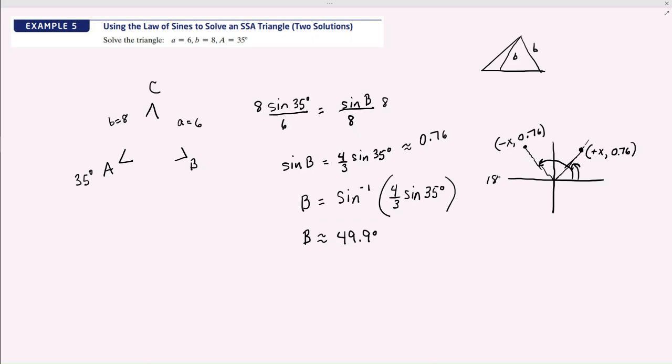So since we know this is 180, if I take, and these are this counter revolution 49.9 degrees. So if we take the 180 and subtract 49.9, I'm going to get 130.1 degrees. So we have two possibilities for B. So we'll call 49.9 degrees a B1 possibility, and we'll say that a second B could come in at 130.1 degrees.